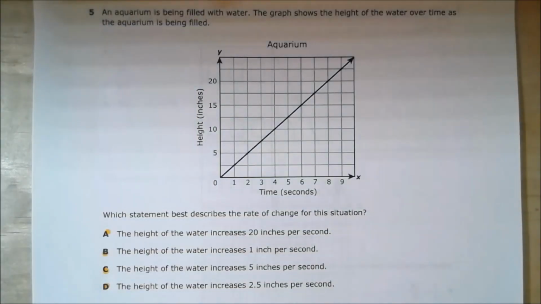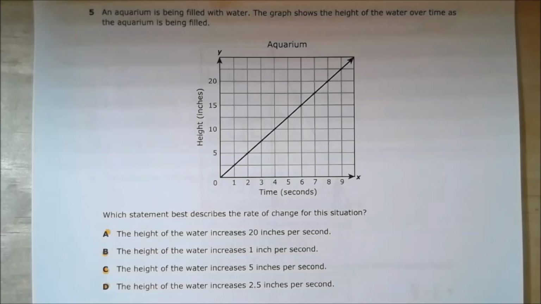An aquarium is being filled with water. The graph shows the height of the water over time as the aquarium is being filled. Which statement best describes the rate of change for this situation? So on number 5, it wants us to describe the rate of change. And remember, the rate of change is just another way of saying the unit rate, right? And we know that the unit rate also has a relationship with the slope. It is the slope, but it typically is in decimal form, because remember that it's some value that's over 1. That's what unit rate is.